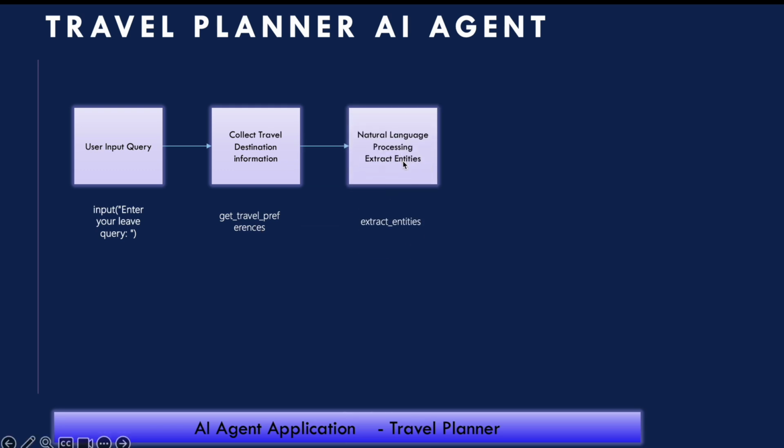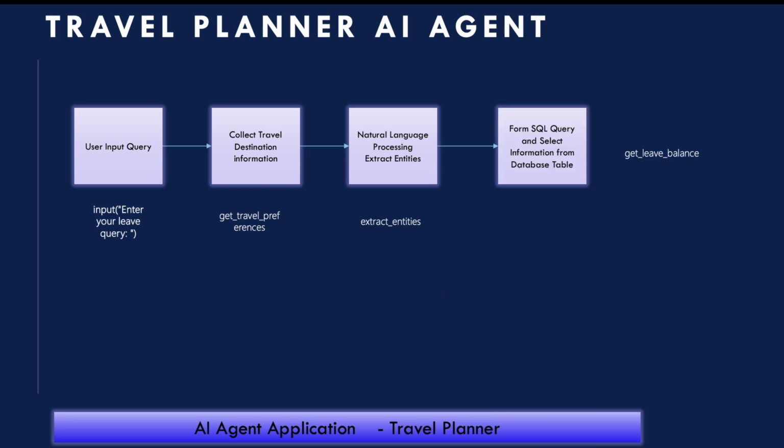Then natural language processing has to extract entities, so you can look for the extract entities function in the AI agent.py. It is using the spaCy library to get the entities. You can look into that code, AI agent.py. Then, using those number of days, we are firing a query to the SQL database, MySQL database, and you can look into the get leave balance function in agent.py and get more information about this function.